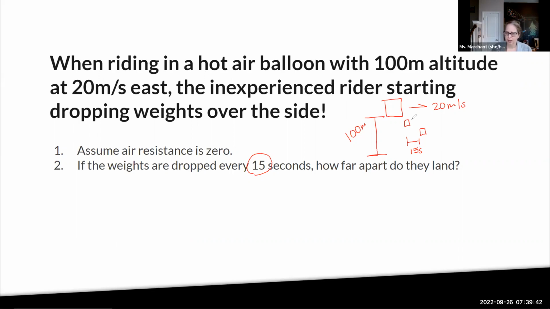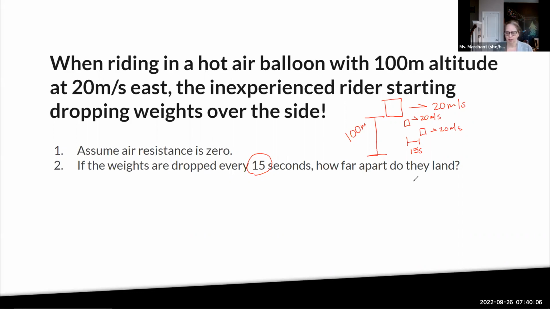Well, how fast are each of these going? 20 meters per second. So each package is going to be 20 meters per second going to the east. Each package is going to be dropped off 15 seconds apart.